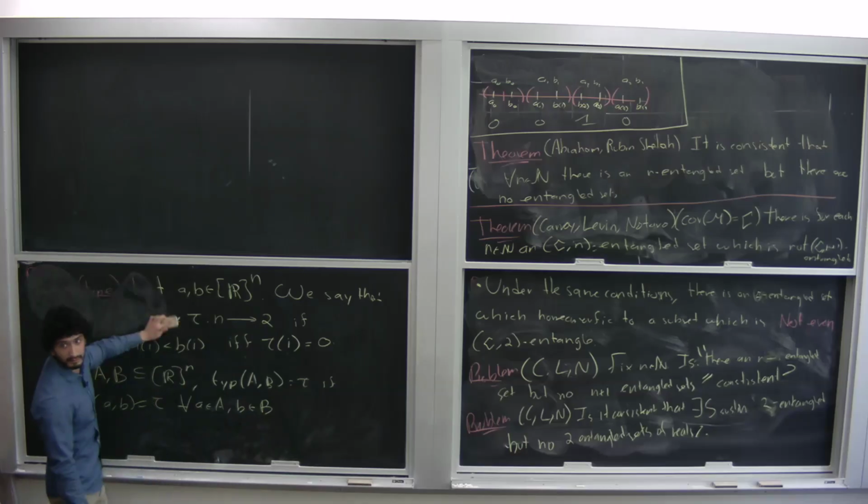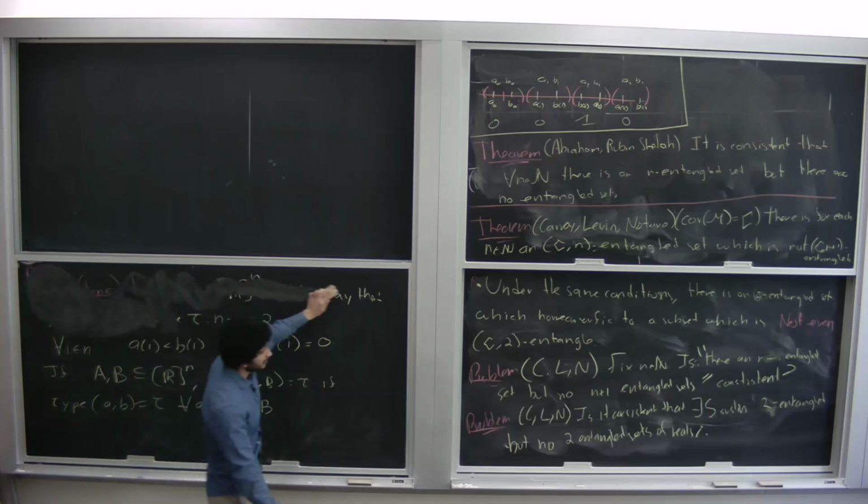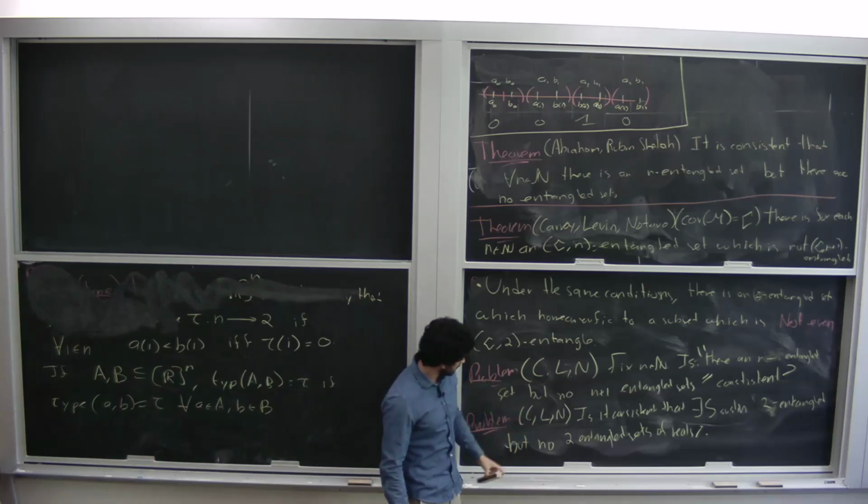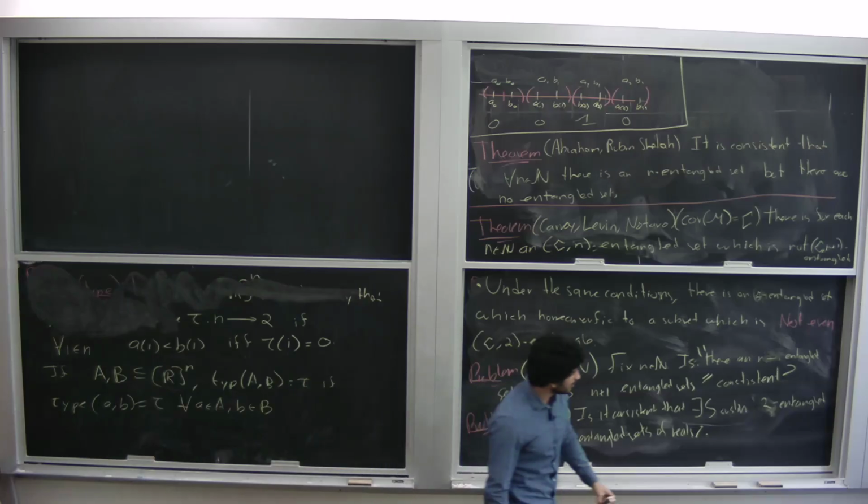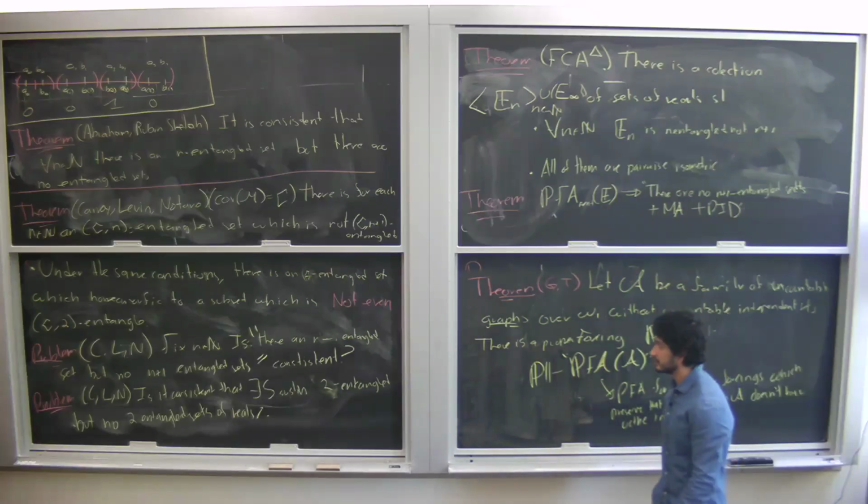Oh, sorry. You're saying that the theorem answers the first problem, is it? Yes. So you're saying that PFA n+1 implies that there's an entangled set? Yes, the n-entangled set will be E. Ah, so it's preserved. Exactly. I see.